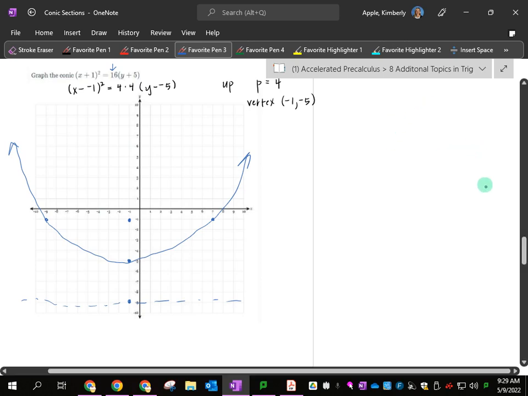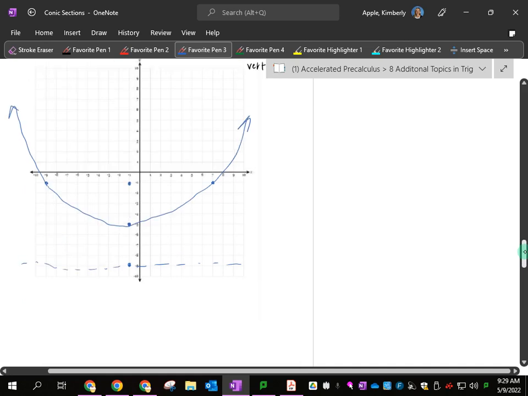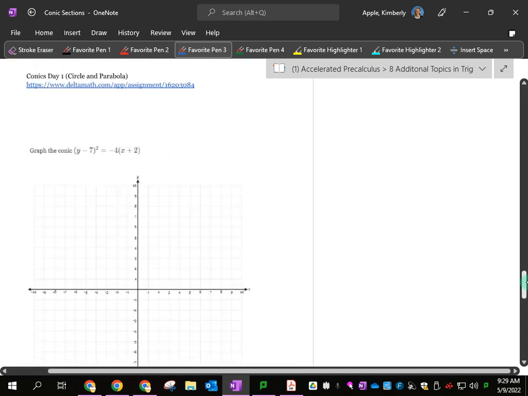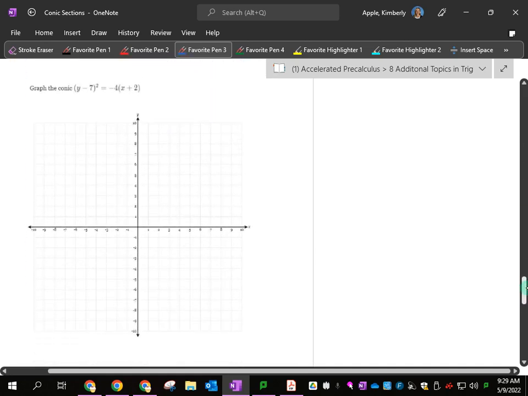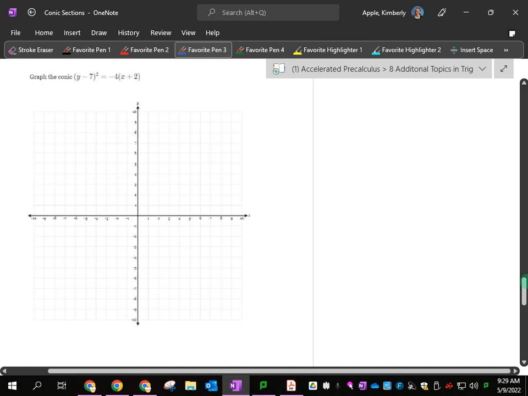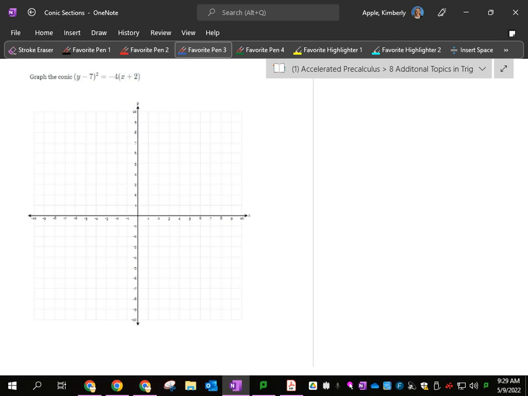All right, that's graphing. Again, it's all about finding p and the vertex, right? Is there another one? I feel like you're still stuck. One more? I don't feel like we need to graph another one. Well, I guess we'll graph it.